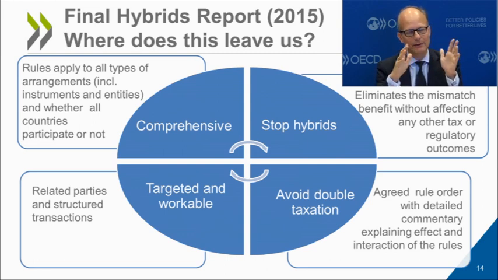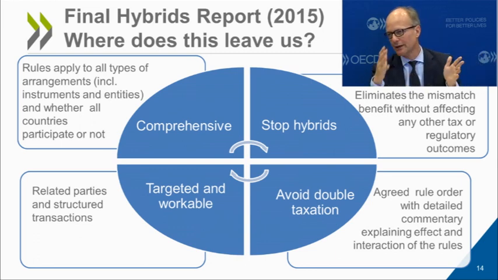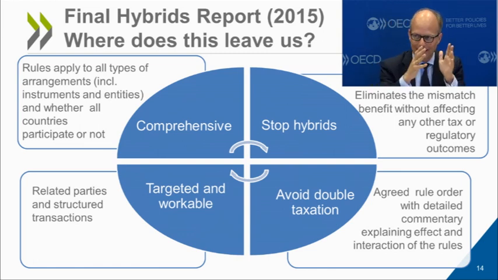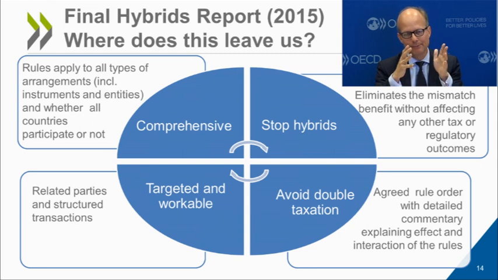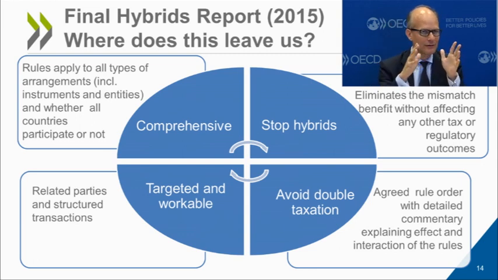So how do we end up and where do we end up? We end up with rules that are comprehensive, and by comprehensive we mean they apply to all types of instruments and entities, and so we're not shifting from one transaction to another transaction, from an entity to an instrument, from one instrument to another type of instrument. It is comprehensive. It also applies whether or not every country in the world implements those rules. So there's no shifting of the problem. It is something that tries to solve the problem.